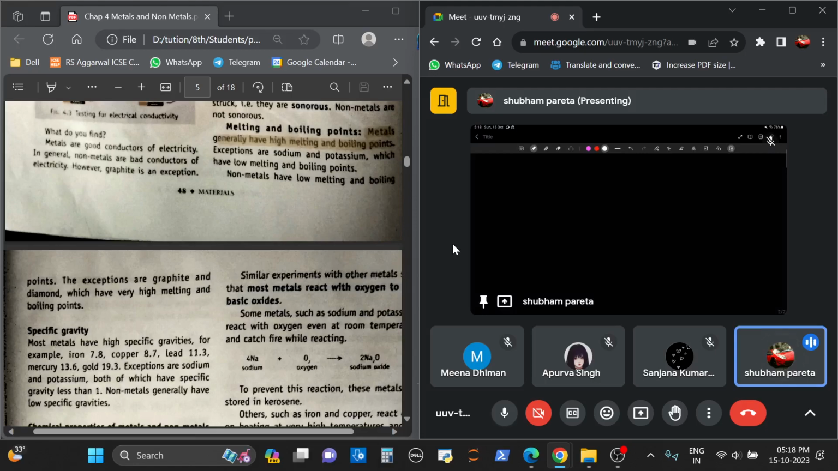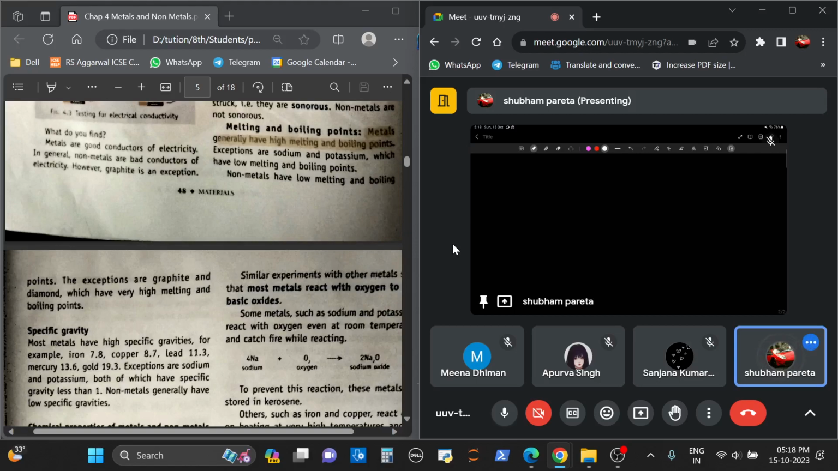So, melting points and boiling points: metals generally have very high melting points, just because of the bond to bond interaction within the metal to metal. Coming to the next point, the specific gravity. Most of the metals have very high specific gravities. For example, iron has 7.8, copper has 8.7, and lead has 11.3.